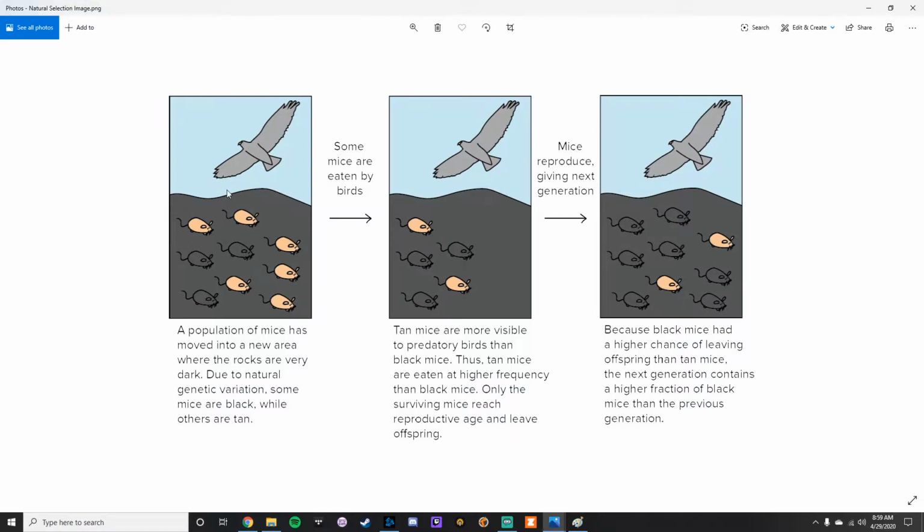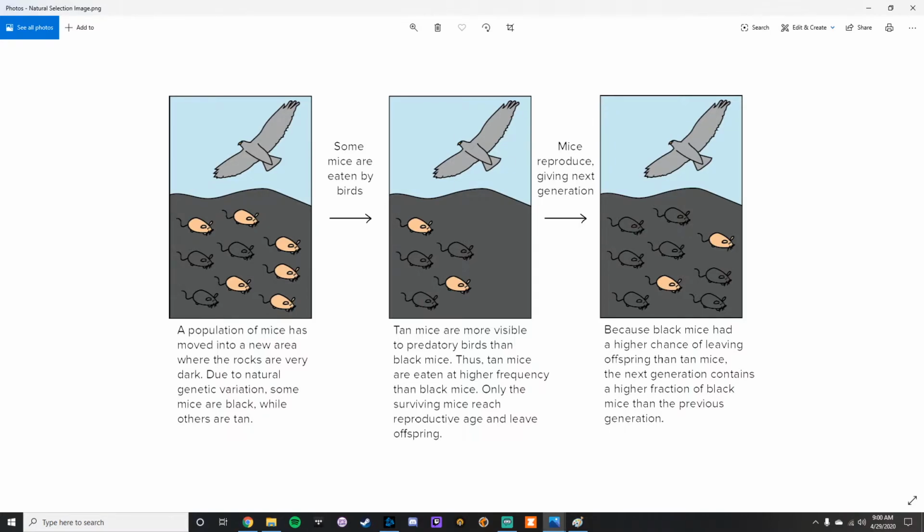You have dark colored rocks and you have these black mice and tan mice. A predatory bird flies overhead and is going to see the tan colored mice over the black mice more easily. That's going to cause a reduction in the population of the tan mice, while the black mice population stays the same. After a few generations, as the mice reproduce, you're going to end up with a higher proportion of black mice to tan colored mice. This situation would be reversed on sandy type soils. We'd end up with more tan mice than black mice.